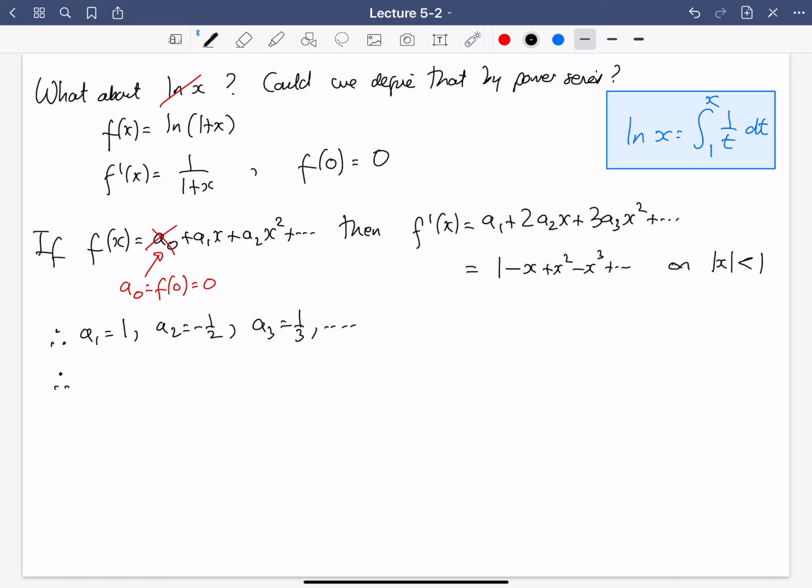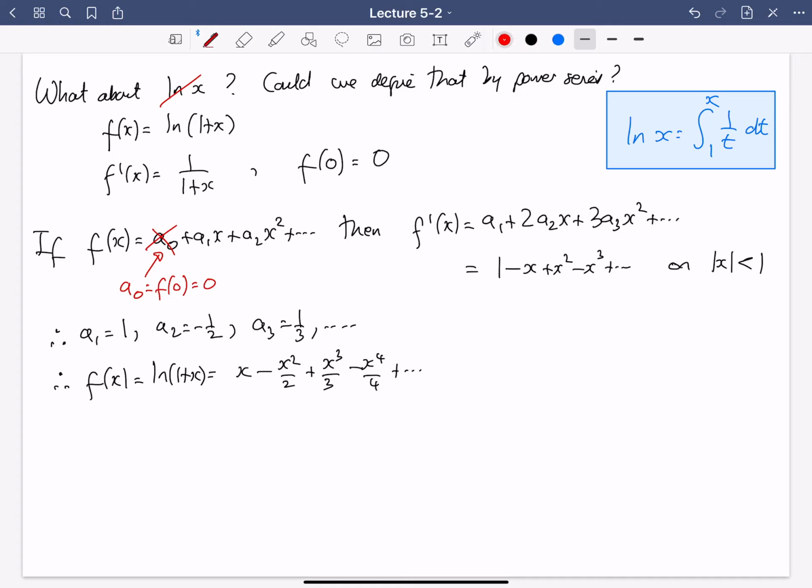And you see that actually our function, if it's defined by a power series, that power series has to be x minus x squared over 2 plus x cubed over 3, and so on. Okay, so there's a perfectly good power series. That was a typo, sorry. That was f of x, which is ln. If natural log was defined by a power series, that's what the power series would be.